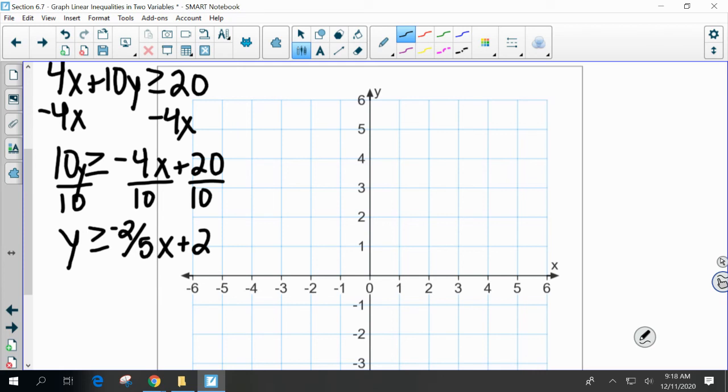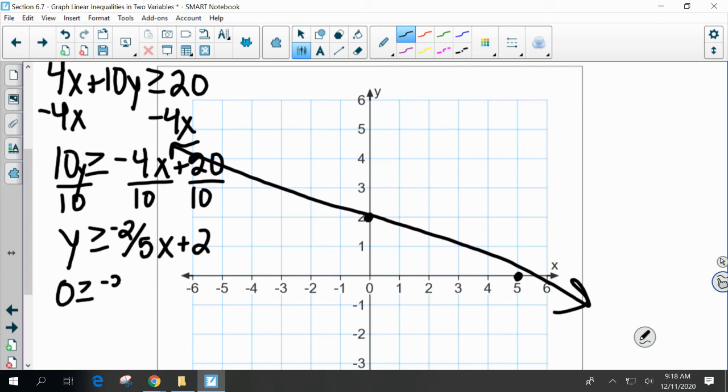So I'm going to plot my intercept at positive 2. Then I have to go down 2 and right 5, or up 2 and left 5. And this is a solid line. And then I'm going to test 0, 0. So 0 is greater than or equal to negative 2/5 times 0 plus 2. 0 is greater than or equal to 2. So that's not true. So I have to shade above.